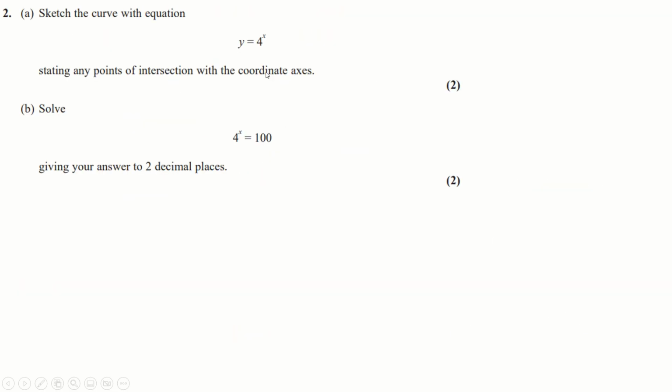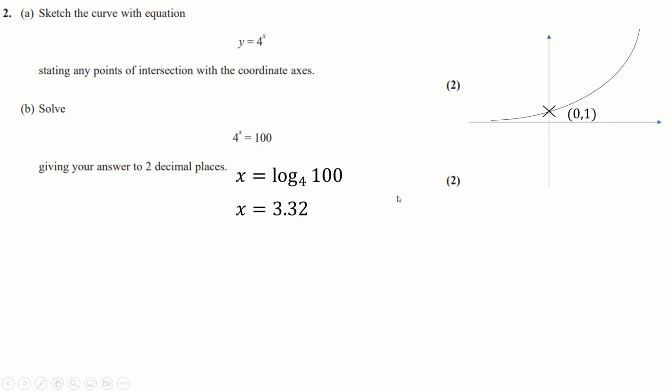Question number 2, then, you get 2 marks for being able to draw an exponential function. Just know that they always go through (0, 1), because anything to the power of 0 is 1, pretty much. So we get this. It's an asymptote down to there. And then this question here, just take log to base 4 of both sides. I don't understand why this was a question worth 2 marks.